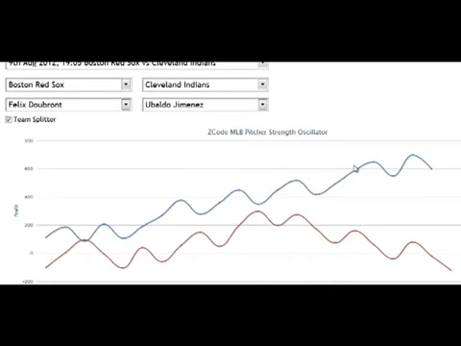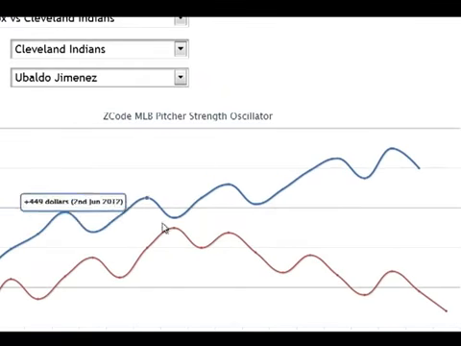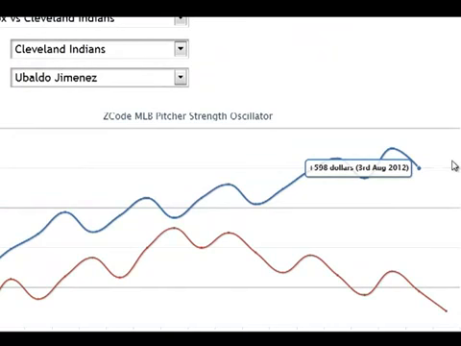Now, in another game with Boston Red Sox versus Cleveland Indians, we have Felix Doubront from Red Sox, and you can see he's very profitable and stable. He's coming in after a loss, but he's never had more than 2 losses in a row.